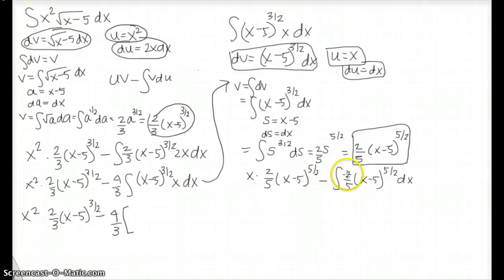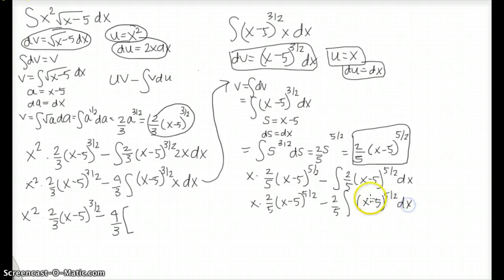So here, I'm going to just pull this 2/5 out in front. This part's going to stay the same. We pulled the 2/5 out in front, and the integral of (x - 5)^(5/2) dx. Alright, so this is our last integral that we want to get rid of, and then we'll be down to our final answer. So to evaluate this one, we're going to have to do u substitution again.